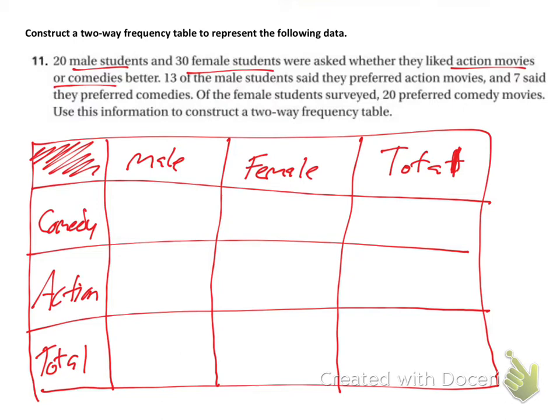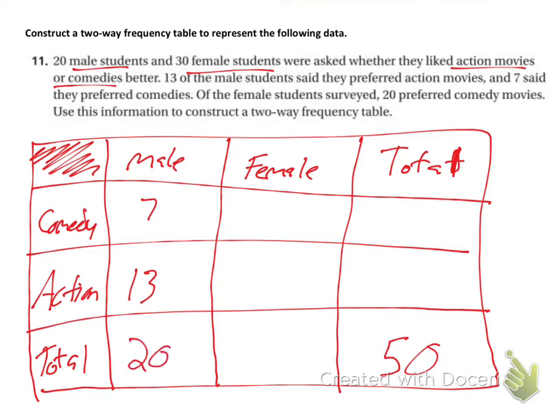So if I just read along, it says that 20 male students and 30 female students. Okay, I know there's a total of 50. 13 of the male students said they preferred action movies. So I can just go to my action or comedy. That's going to be 13. And 7 said they preferred comedies. So that would be 7. So then if I do 13 plus 7, that's going to be 20 right there.